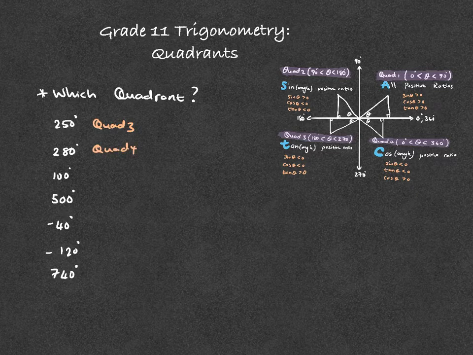Next up is 100 degrees. That is slightly bigger than 90, 10 degrees bigger than 90, but it's not bigger than 180, so it's in this quadrant, so that would be quadrant 2.